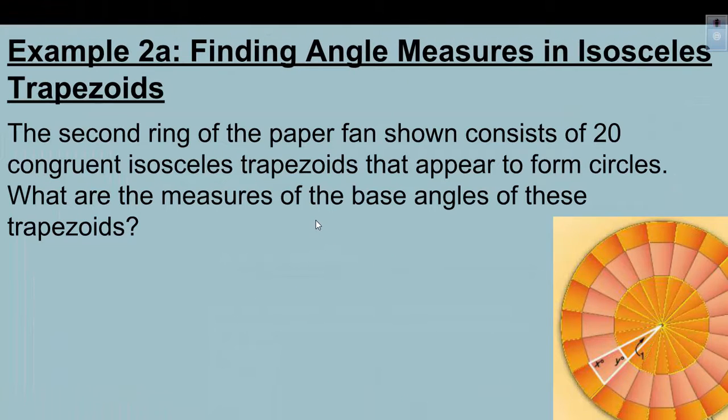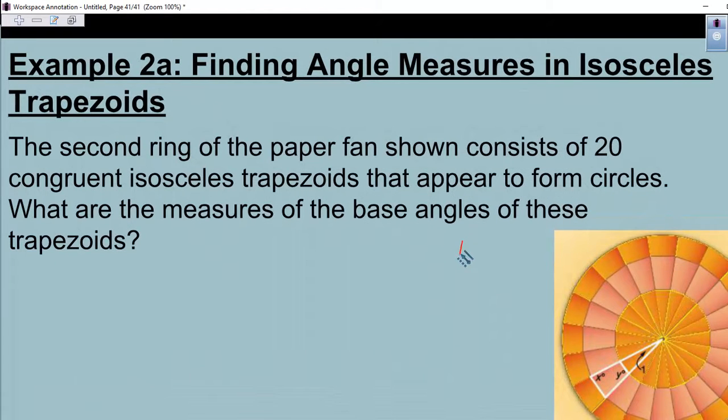So let's take a look at this. The second ring of the paper fan shown consists of 20 congruent isosceles trapezoids that appear to form circles. What are the measures of the base angles of these trapezoids? So in here you see this is an X, this is a Y, and this is angle 1 up here. To give you a better idea of what we're looking at, I'm going to draw what we have up here.